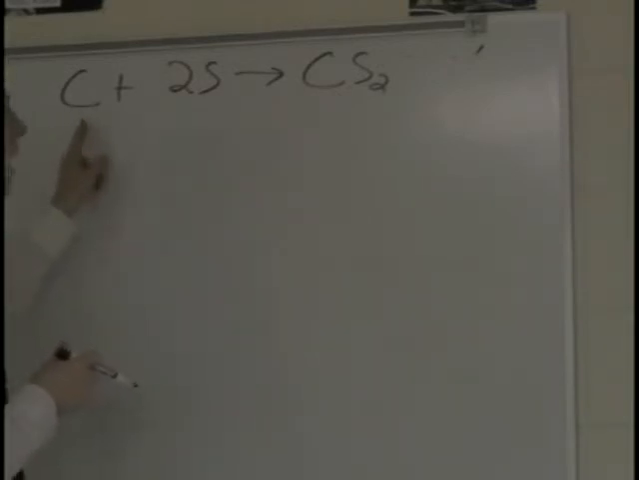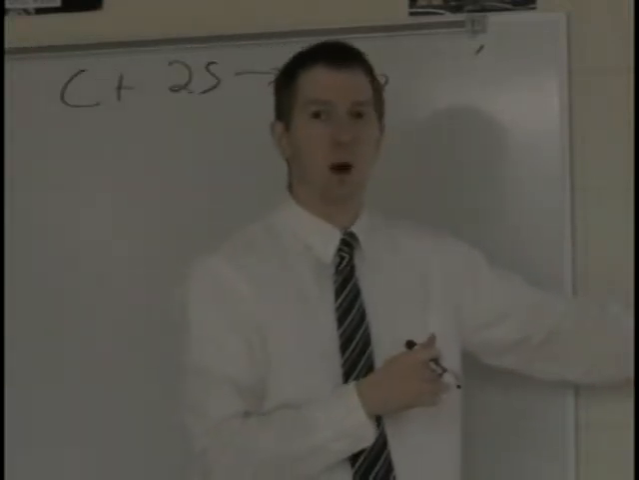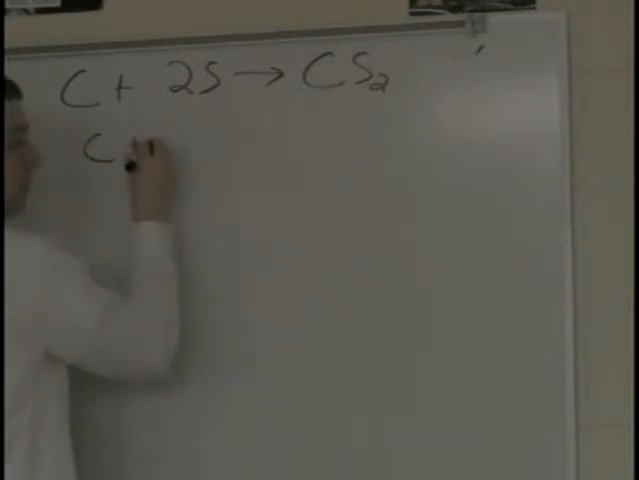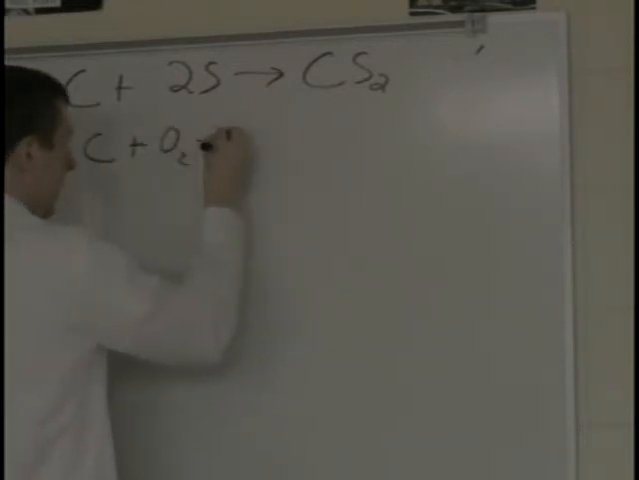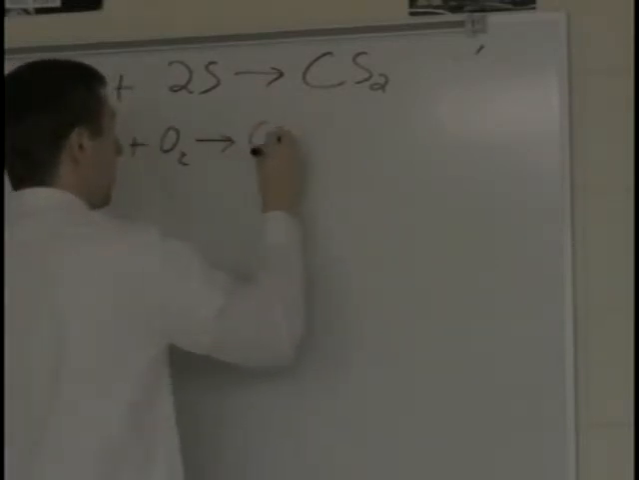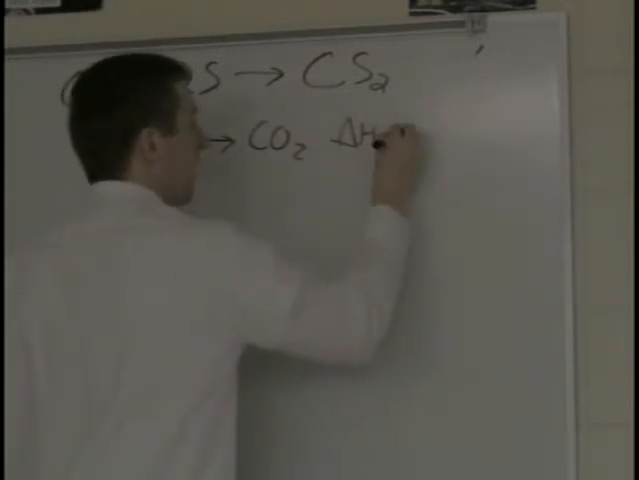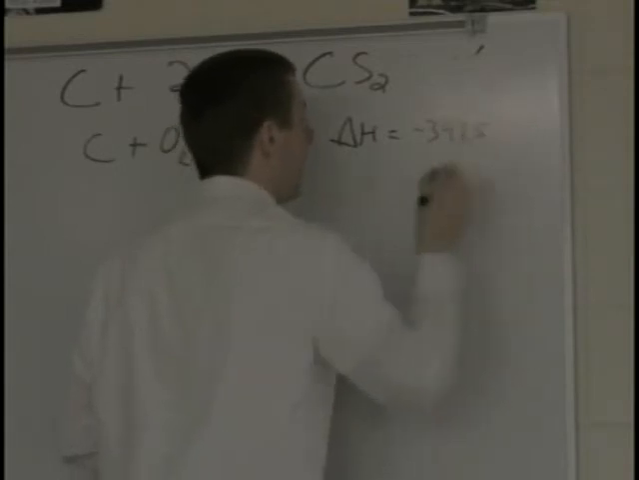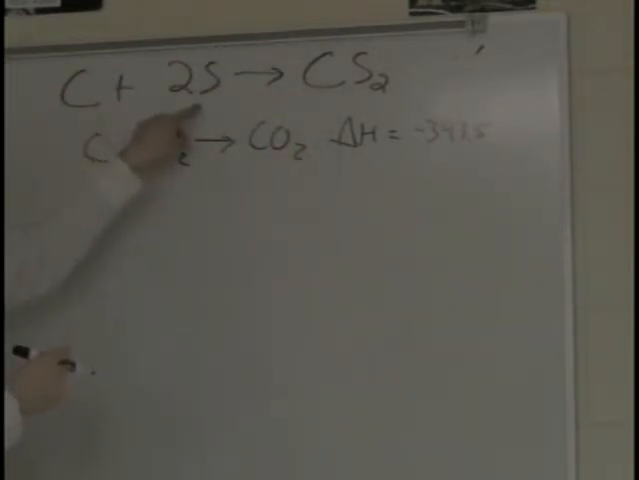You'll notice I have 1 carbon on my reactant side. Over here, I have one carbon on my reactant side. That equation is great the way it is. Carbon plus oxygen makes CO2. And that has a delta H value of negative 393.5.